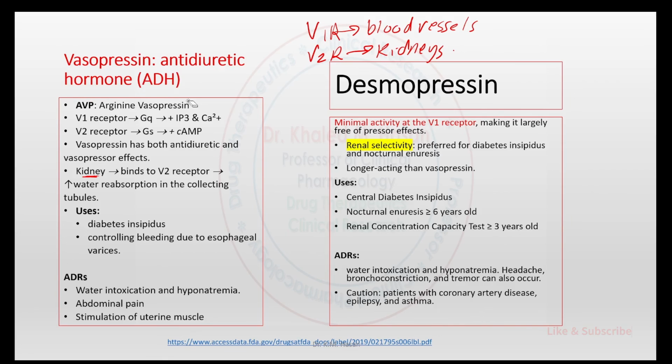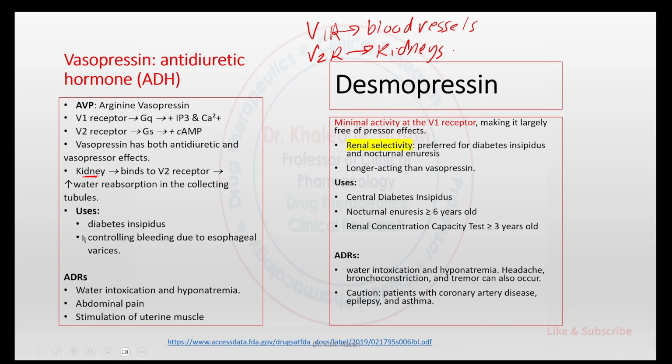Again, regarding vasopressin, I will repeat it here. Vasopressin has another name, ADH, antidiuretic hormone. We have two receptors, as you can see here. The V1 receptor works on Gq and activates IP3 and calcium. The V2 receptor works on Gs and activates cyclic AMP. Vasopressin has antidiuretic and vasopressor effects. Vasopressor means increased blood pressure or vasoconstriction. In the kidney, binding to the V2 receptor results in reabsorption of water in the collecting duct.